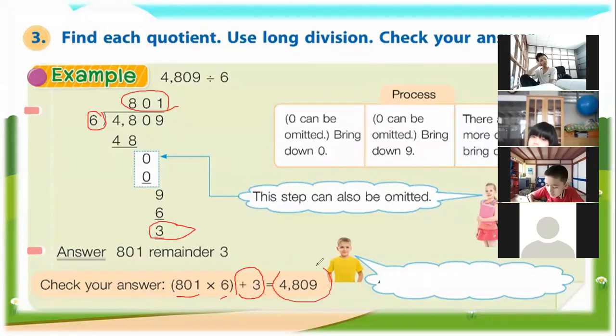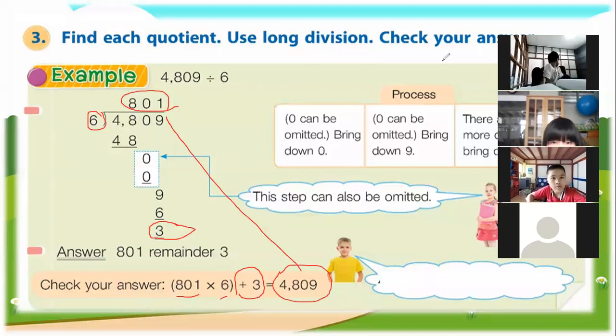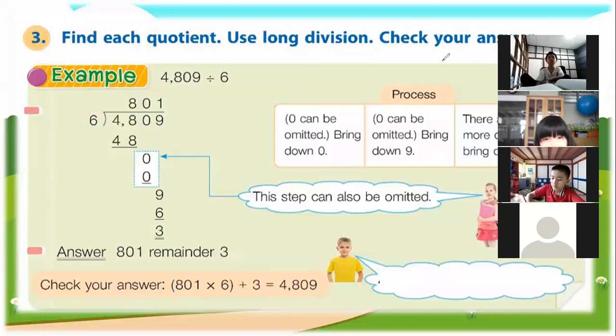That means 4,809. So if we compare this one with the dividend number, they are both the same, which means our answer is correct. Okay, students, you understand that? The long form?